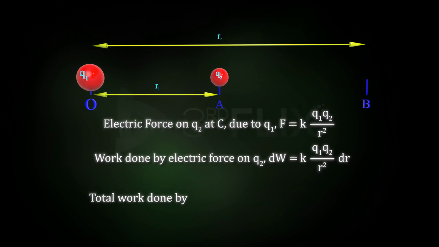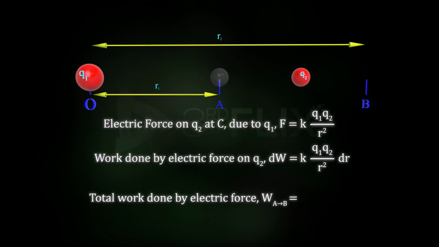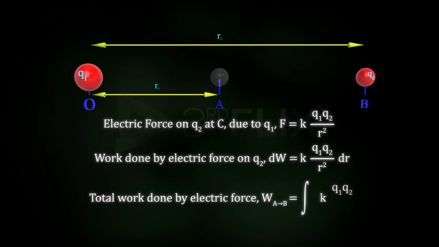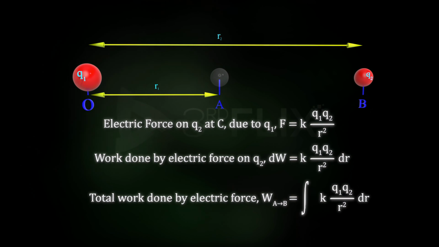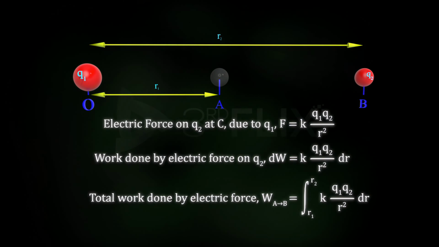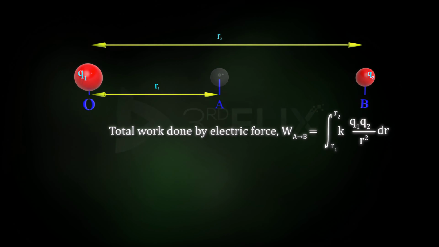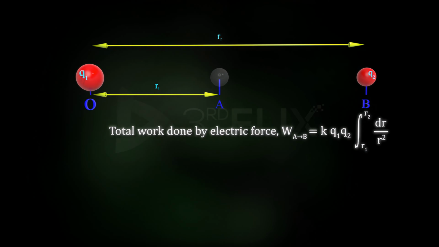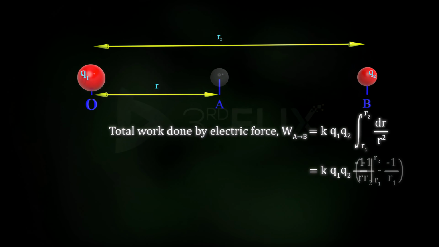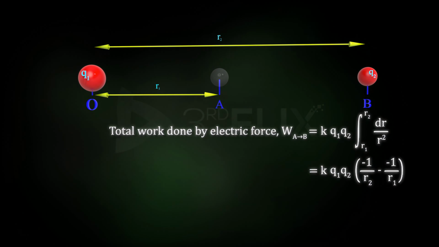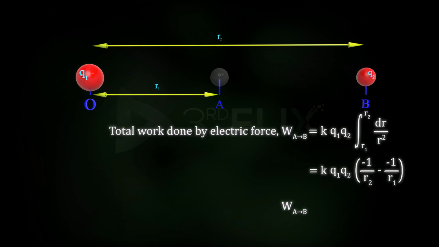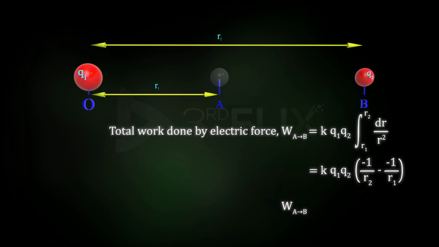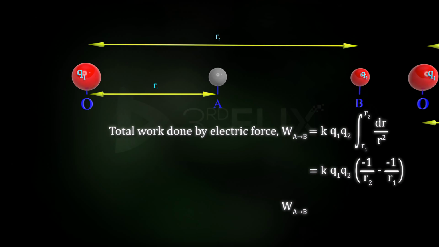The total work done from A to B is equal to the integral of KQ1Q2 by r squared dr from r1 to r2. Taking the constant terms out of the integral, on integrating and substituting the limits, total work done is equal to KQ1Q2 into 1 by r1 minus 1 by r2.